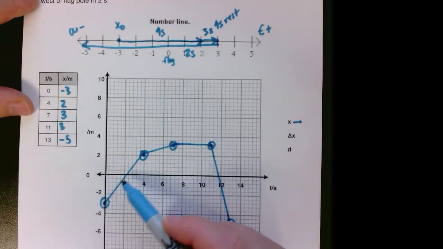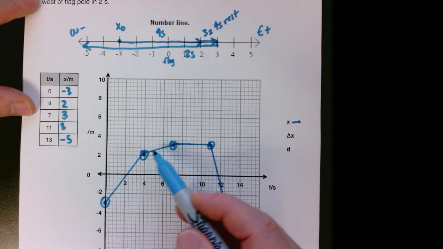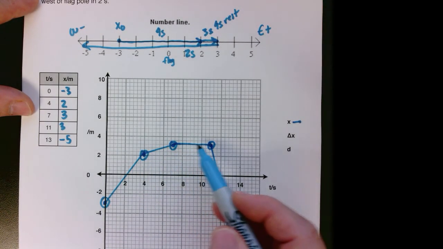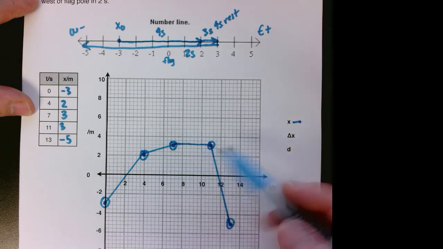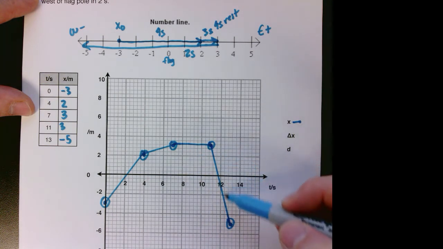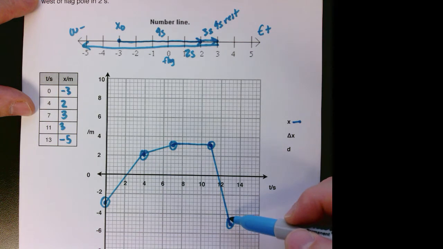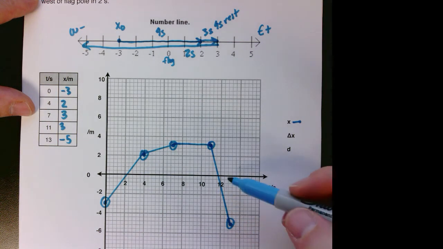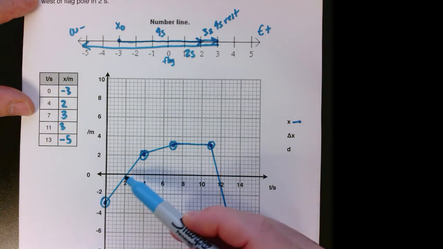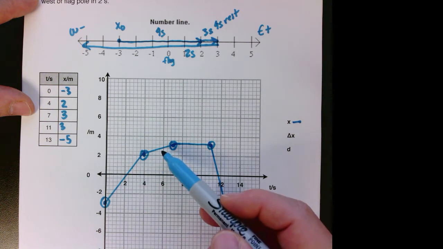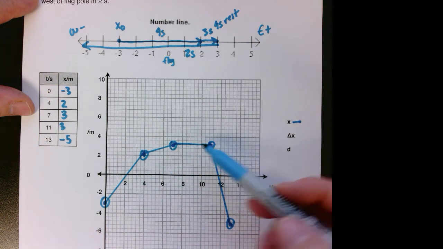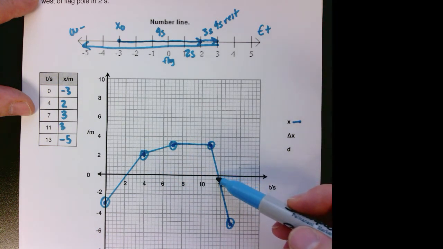that everywhere here where there's a positive slope, they're headed eastward. Here they have zero slope, they're remaining still. And here they have a negative slope, meaning they're heading in the opposite direction. We also recognized that we were traveling fairly quickly here, more slowly here, at rest here, and very quickly here. So the gradient gives us an idea of the speed.